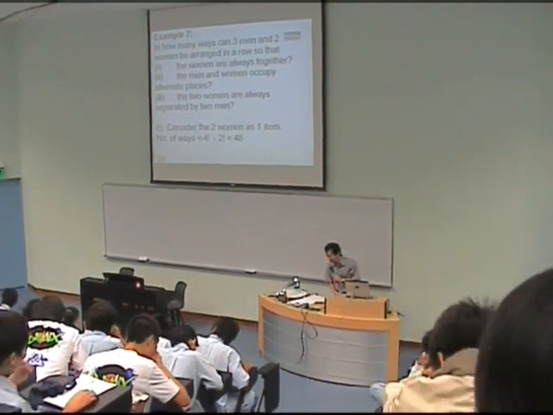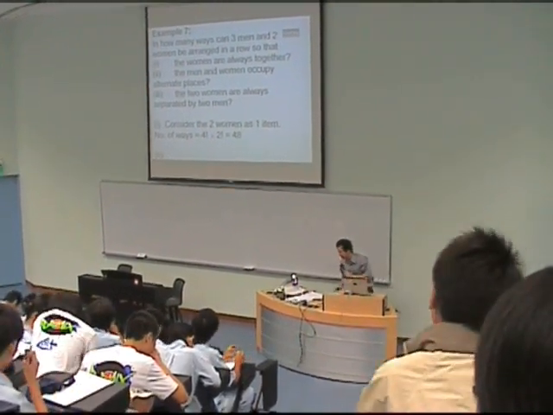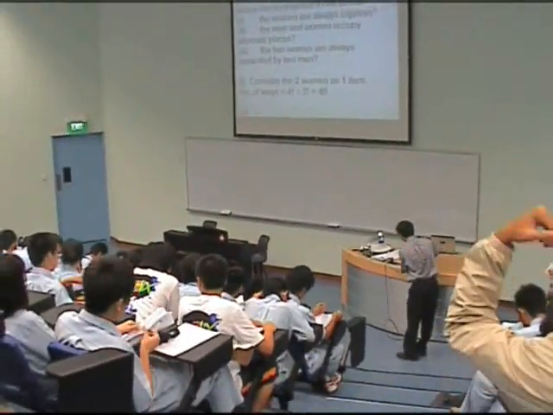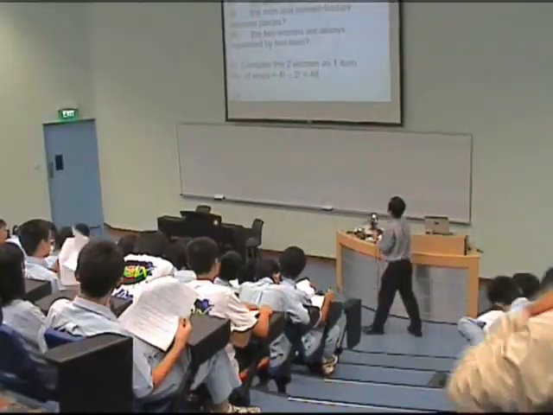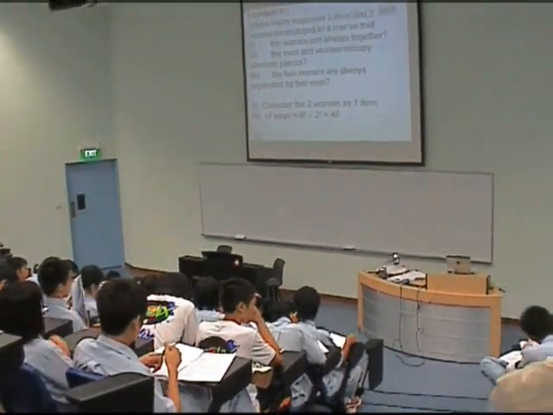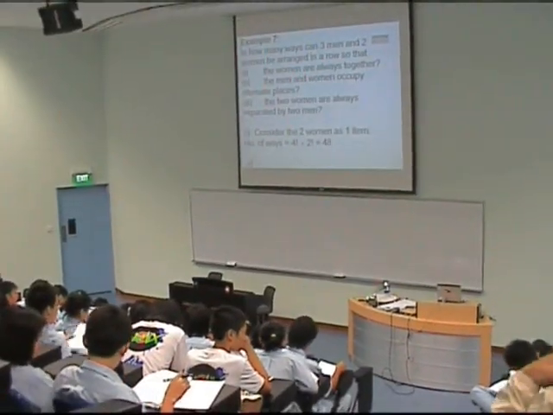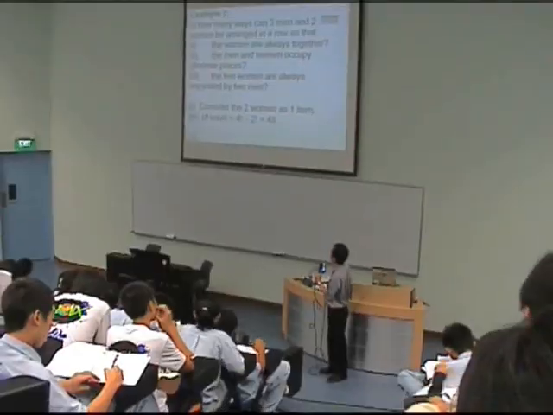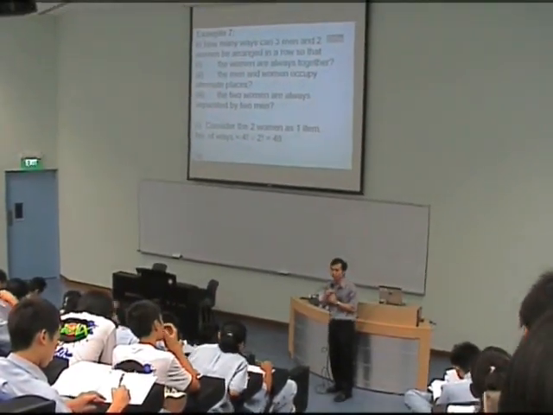Okay, let's look at example 7 on page 4. Still doing conditional probabilities, conditional permutation.